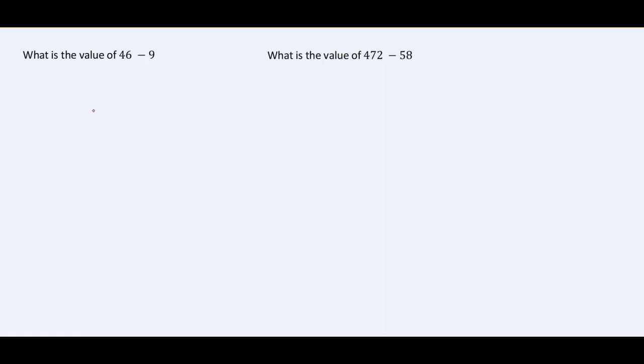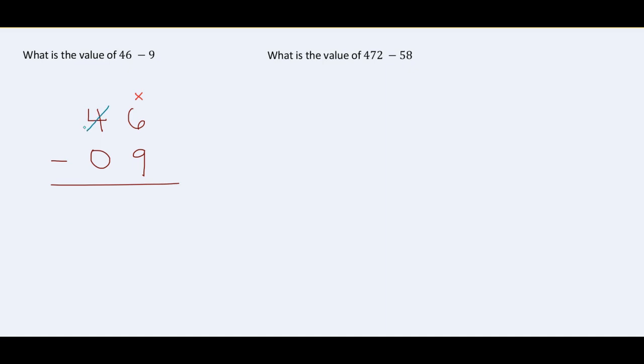vertically. So we have 46 minus 9. So we have 46, and then 9 is in the ones place, minus 9. So we will start from the right hand side. So we have 6 minus 9. We cannot subtract 9 directly from 6. So we'll go to our neighbor on the left hand side and ask him to borrow 1.